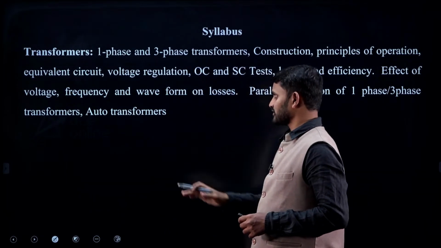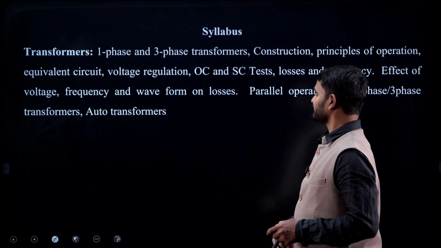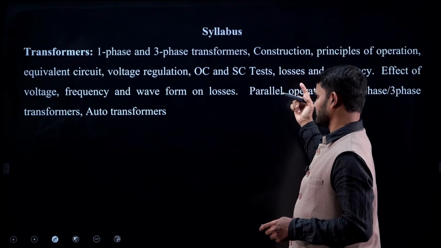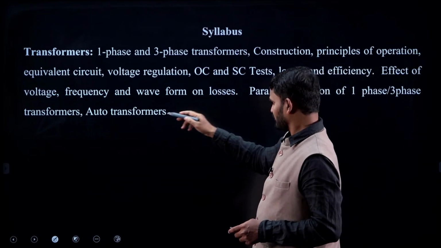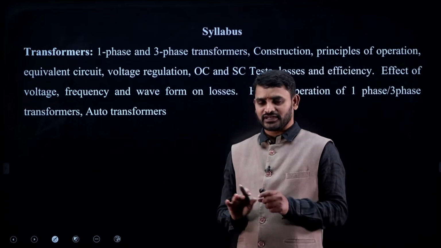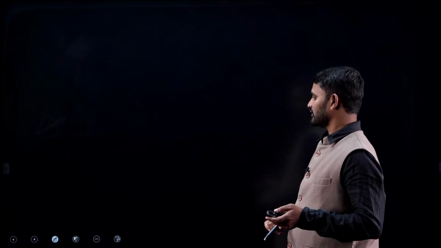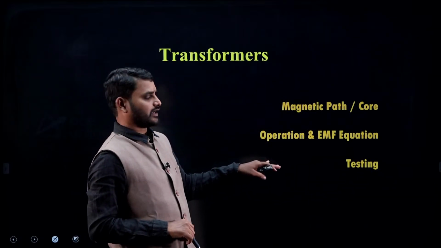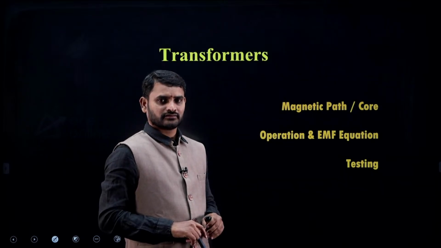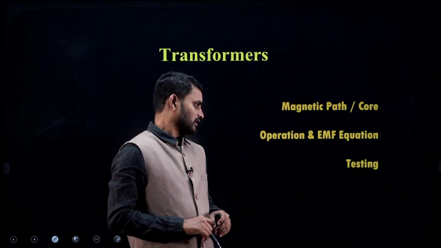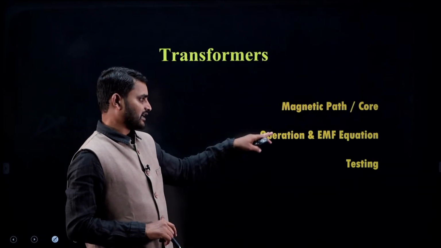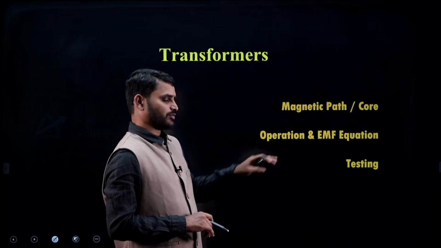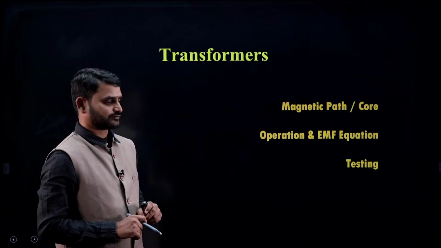This is the syllabus mentioned in the RRB JE for the examination: single phase and 3-phase transformers, operation, construction, equivalent circuit, voltage regulation, testing, losses, efficiency, parallel operation, and auto transformers. But if you see the question paper, these are the topics they focus on mainly: core construction, operation and EMF equation, and testing. These are the 3 areas they focus on more. I will be covering these 3 topics in the first half of the session.